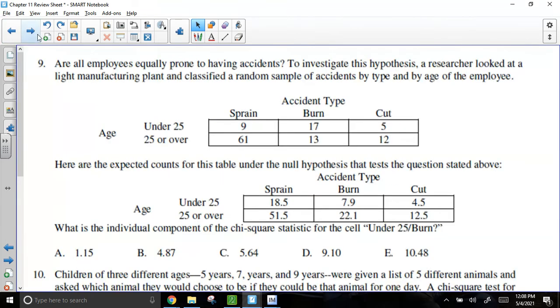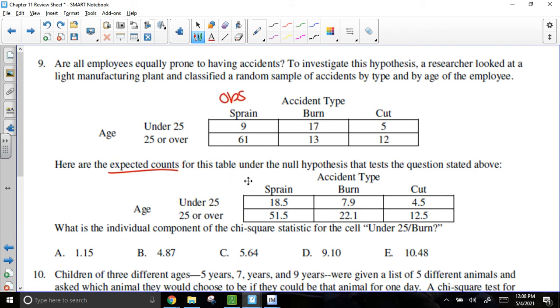Okay. All right, number 9, are all employees equally prone to having accidents? To investigate this hypothesis, a researcher looked at a light manufacturing plant and classified a random sample of accidents by type and by age of employee. Okay, this top one here is the expected count. Okay, let's see. Actually, sorry, I'm reading this wrong. These are the observed counts here. Okay, they gave us a table of observed counts.